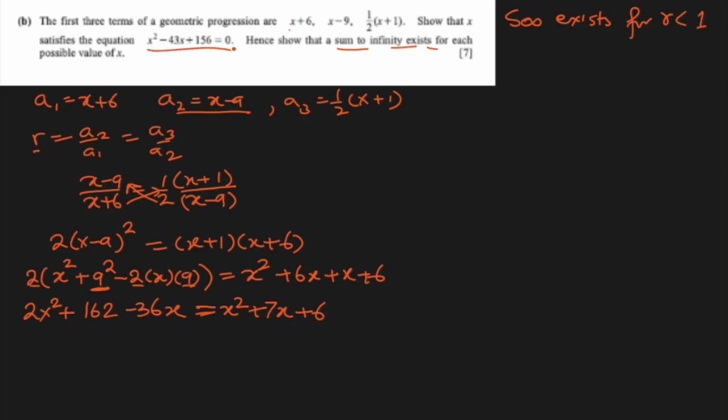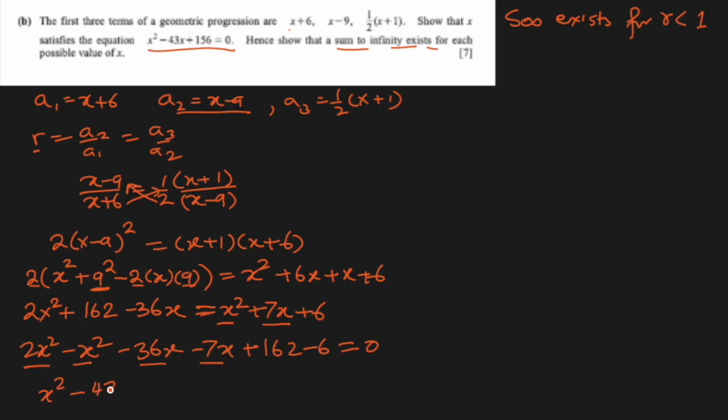They want this. So let's bring everything to the left side. 2x square minus x square, this one, minus 36x plus will become minus 7x, this one, then 162 minus 6 equal to 0. Nothing is left on the right side. 2x square minus x square is x square, minus 43x plus 156 equal to 0. This is what was the requirement. Show that x satisfies this equation. We have shown it.